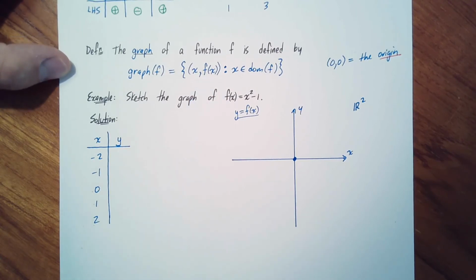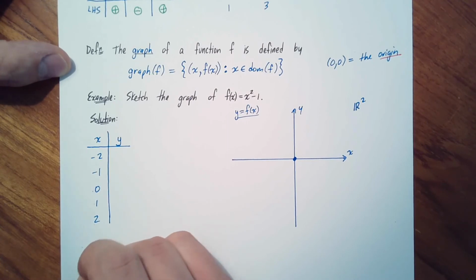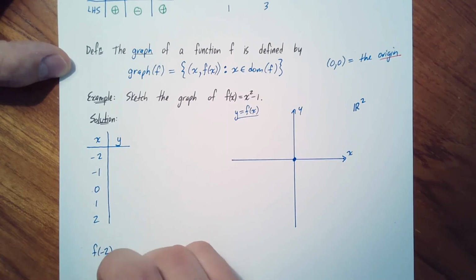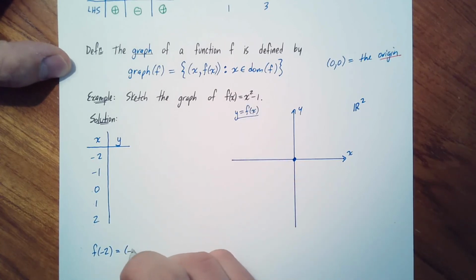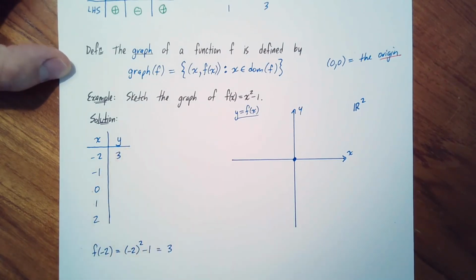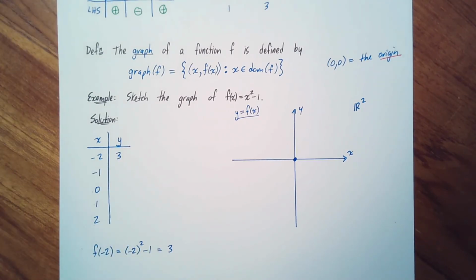So let's do that for 1 or 2 of them at least. If I take f of -2, well, the rule says square the input value and subtract 1. So I'm going to get f of -2 is equal to (-2) squared minus 1. (-2) squared is 4, so if I subtract 1, I get 3. So that means the y coordinate of this first point is going to be 3. So now you've got yourself a point.